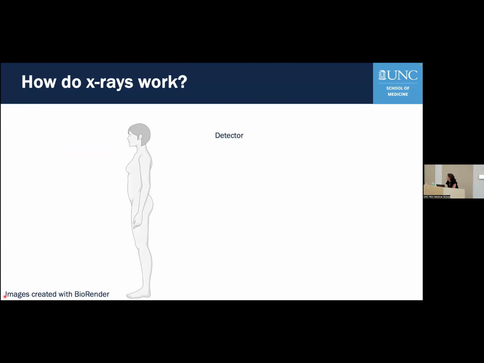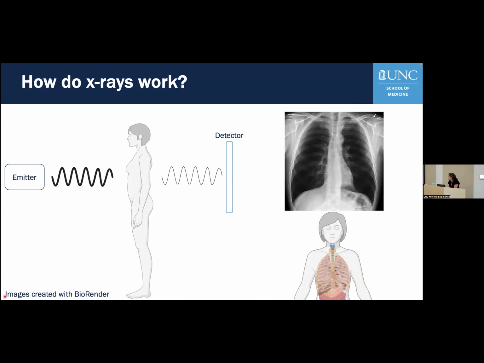X-rays are a type of electromagnetic radiation. When you get an X-ray, a machine sends X-rays through your body, and then those waves either get absorbed or just pass straight through your body. And then we can read those X-rays on a detector or a screen behind your body. Importantly, different types of tissues in your body absorb those X-rays differently. Some tissues, like your bones, have a lot of calcium, and so that absorbs a lot of the X-rays, and so that looks really bright on an X-ray image like this.